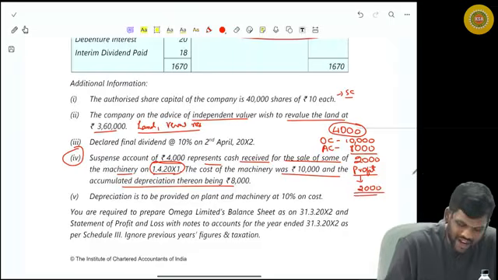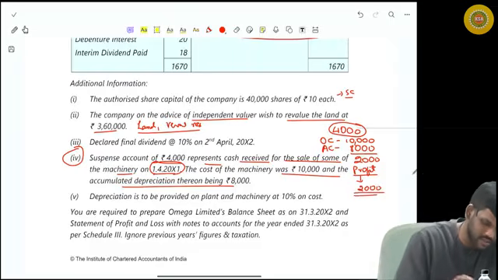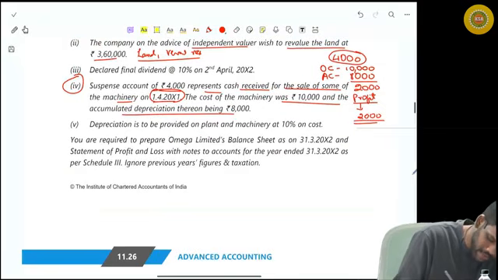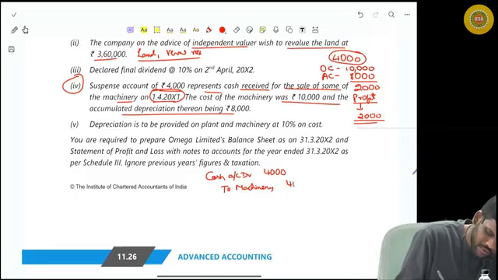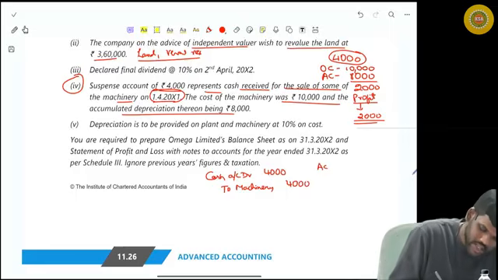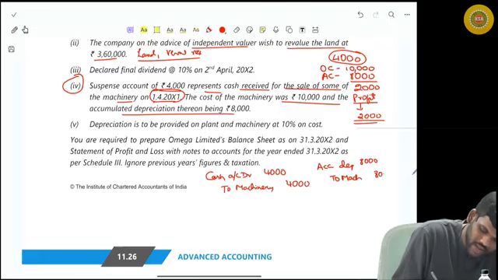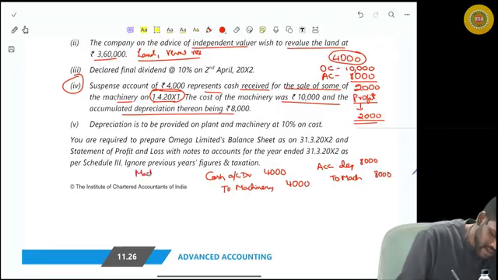Okay. Now ideally how they should pass the entry for this is, they should first pass cash account debit to machinery 4,000, and then this accumulated depreciation also they should transfer from accumulated depreciation account to machinery account 8,000, and then 2,000 profit on sale we have. For that they should pass the entry machinery account debit to P&L 2,000.